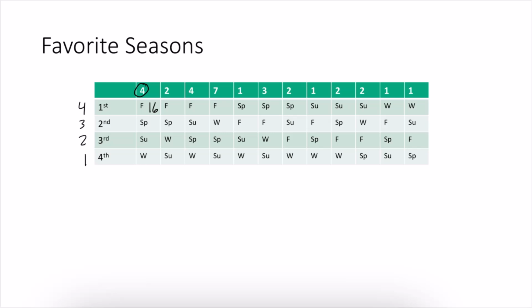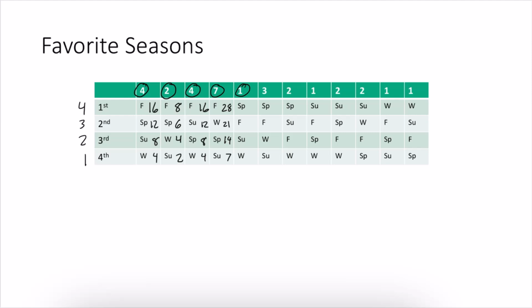Then, let's see, 3 times 4 is 12, so 12 points towards spring, and then 8 points towards summer, and 4 points towards winter. Then these 2 votes are going to contribute 8 to fall, 6 to spring, 4 to winter, and 2 to summer. These 4 votes are going to contribute 16 to fall, 12 to summer, 8 to spring, and 4 to winter. These 7 will contribute 28 to fall, 21 to winter, 14 to spring, and 7 to summer.